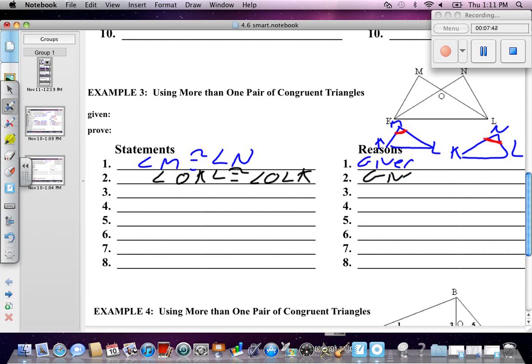This is also given. So we're talking about OLK, which would be this L right here, and OKL, which would be this angle right here. What do they overlap at? They overlap at KL. So it'd be KL, and KL is in the triangle. KL for reflexive. Good.